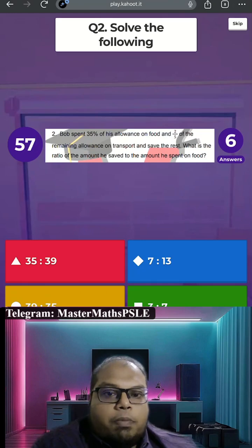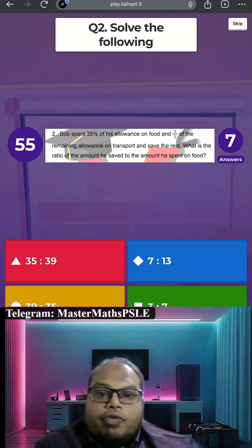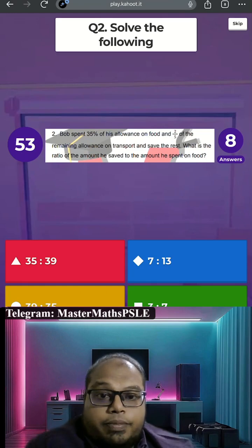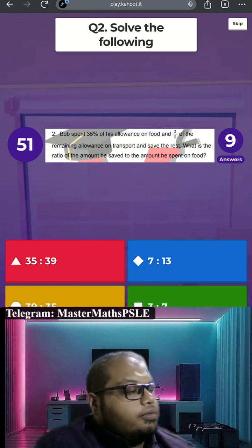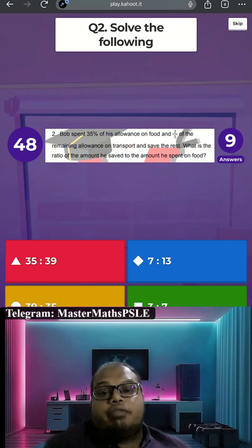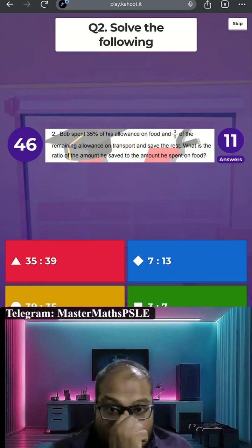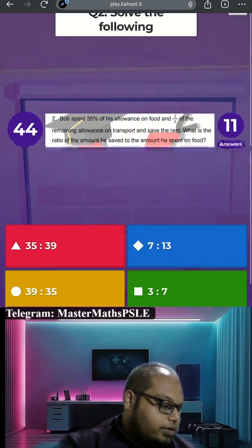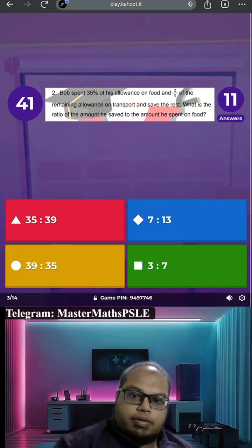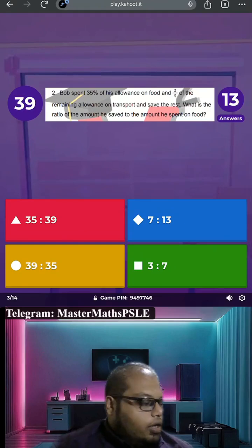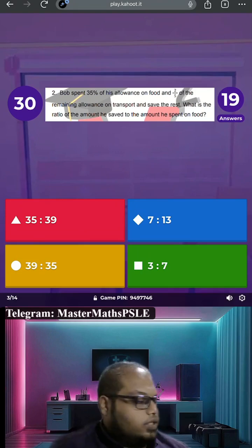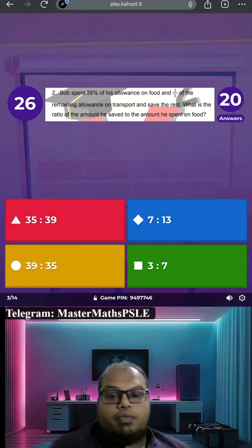Okay, they say here Bob spent 35% of his allowance on food, and then 2/5 of the remaining. Must take note here, of the remaining, of his allowance on transport and save the rest. What is the ratio of the amount he saved to the amount he spent on food?